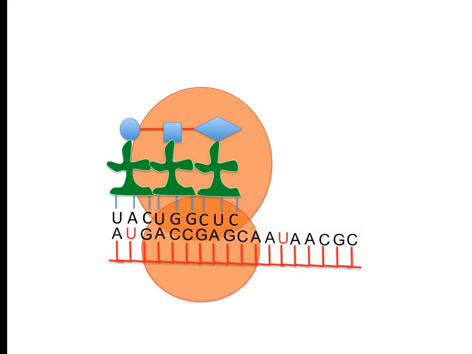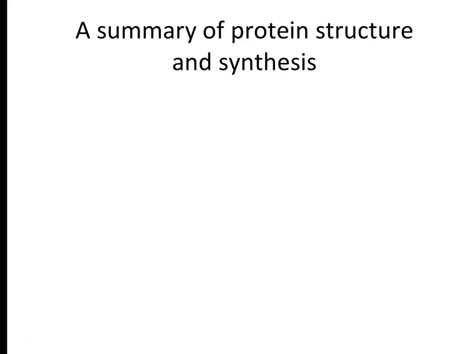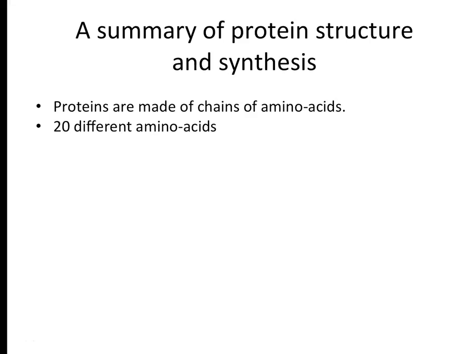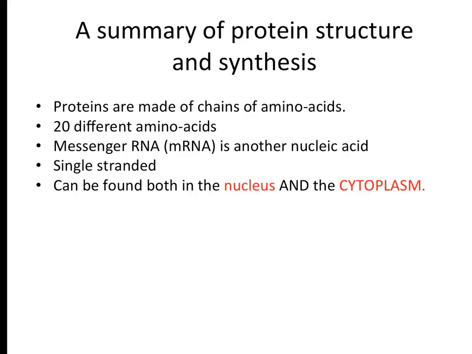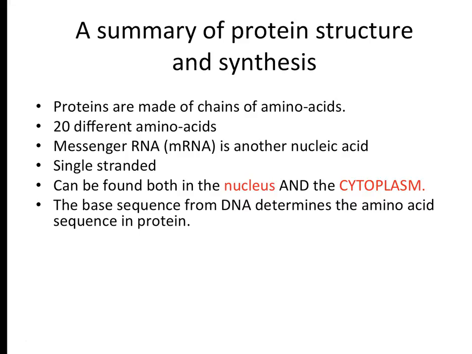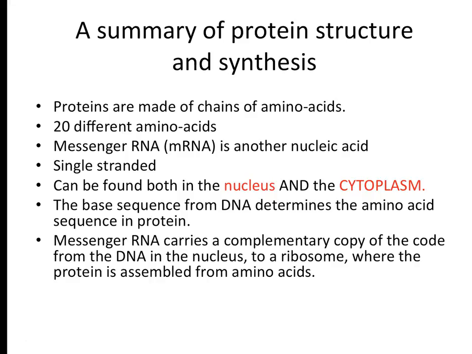To finish this video, here is a summary of protein synthesis and protein structure. Proteins are made out of chains of amino acids. There are 20 different amino acids. Messenger RNA is another type of nucleic acid. It is single-stranded. It can be found both in the nucleus and the cytoplasm. The base sequence from DNA determines the amino acid sequence in a protein, and the messenger RNA carries a complementary copy of the code from the DNA in the nucleus to a ribosome in the cytoplasm, where the protein is assembled from amino acids.